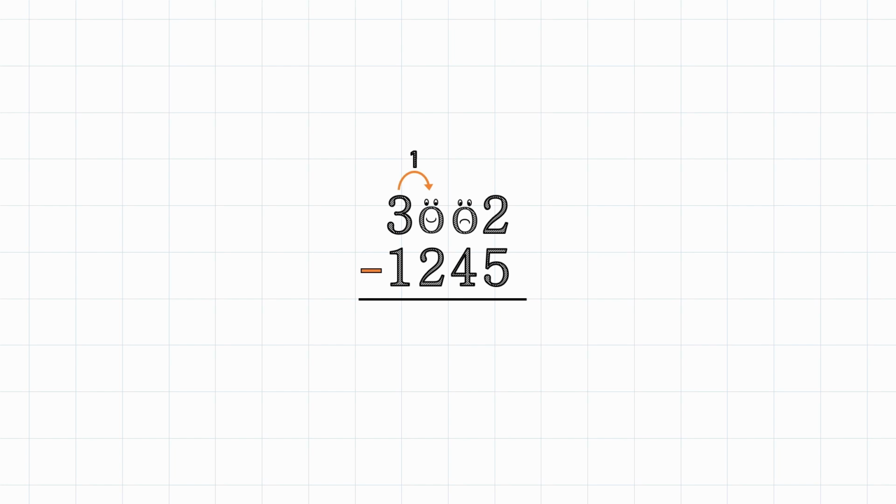This loan lessens the 3 by 1, making it a 2. The 0 prefixes itself with the borrowed 1 and becomes a 10. He then lends a 1 to the next 0, which lessens him by 1, making him a 9.